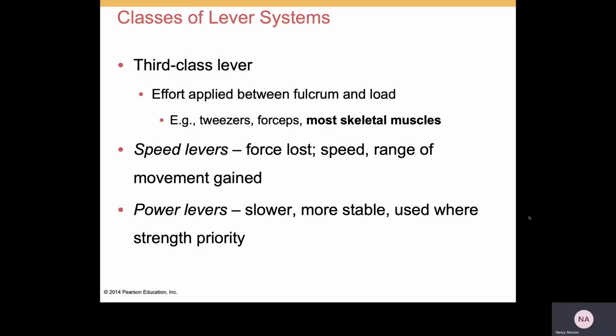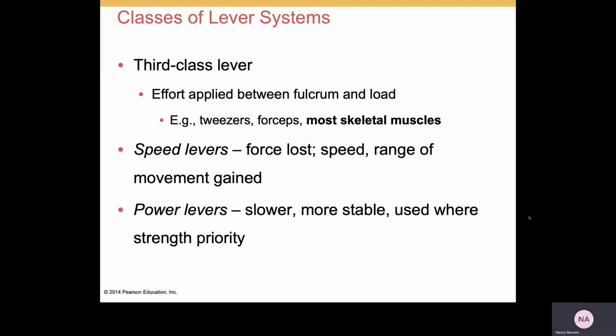And you need to know this absolutely positively. I guarantee you that questions about what type of lever most muscles are on assessments. All right, so the effort is going to be applied between the fulcrum and the load, and most skeletal muscles are third-class levers. Let me repeat that. Most skeletal muscles are third-class levers. I would absolutely positively know that if I were you.